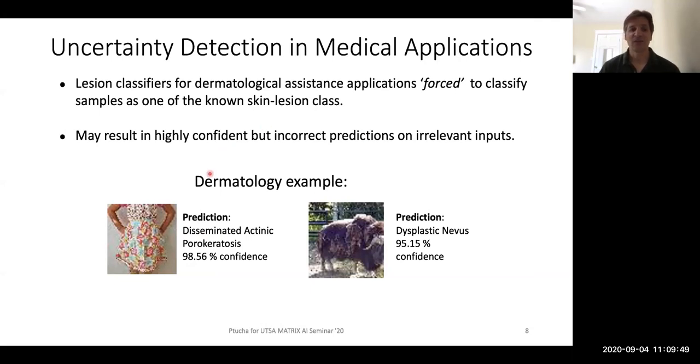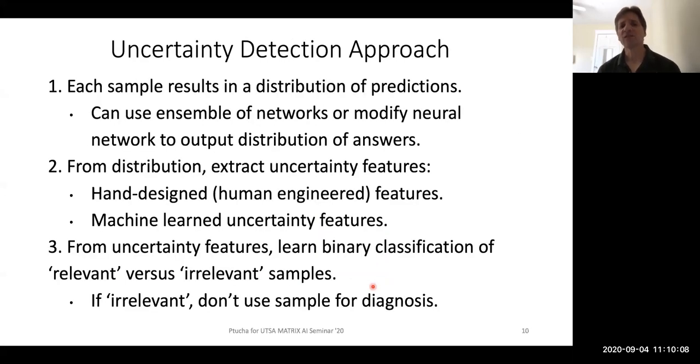For example, this image of a dress is giving a 98.56 confidence of disseminated actinic porokeratosis. Same thing with this particular image, it's giving a 95.15% confidence of dysplastic nevus. So this is very confusing. So what we'd like to do is add a better measure of uncertainty into the neural network, something better than the simple confidence you would get from a softmax.